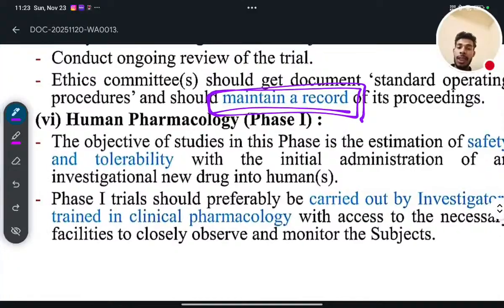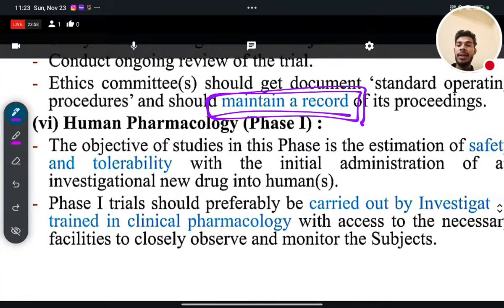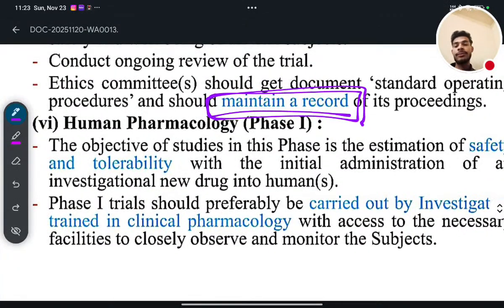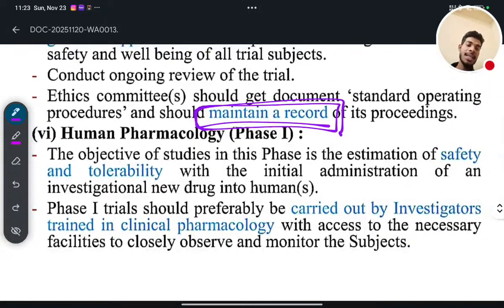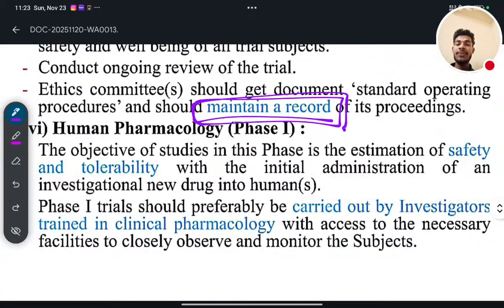Okay, next we will see human pharmacology, phase 1. The object of studies in this phase is estimation of safety and tolerability. So in phase 1, what is tested? In phase 1, safety and tolerability is tested. This point is very important. Please remember, in phase 1, safety and tolerability is tested.